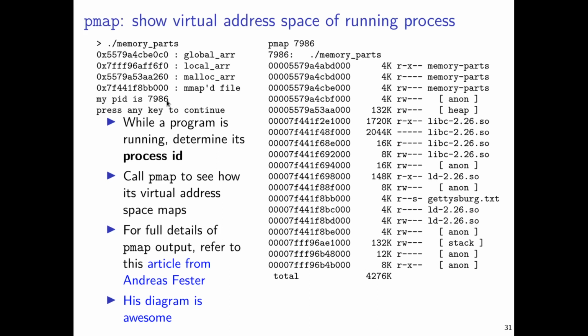It'll then print out its own process ID. This is the number that the operating system uses to keep track of it as a running process, and then pause until you press a key. This gives you a chance in a different terminal to run this pmap utility. It requires that you provide the operating system PID, in this case 7986, and what will be printed for that program are all of the virtual address spaces that are currently mapped and tracked by the operating system.